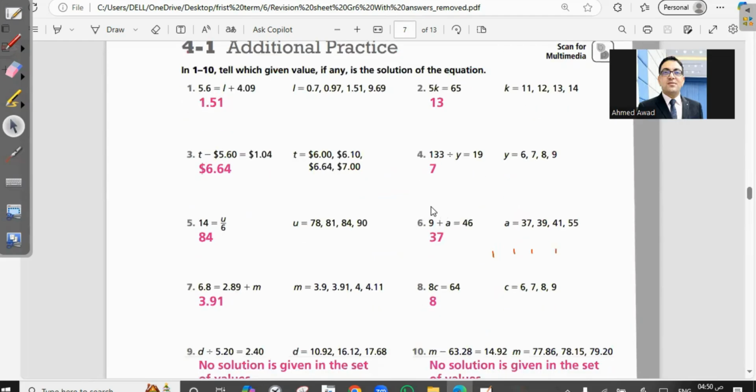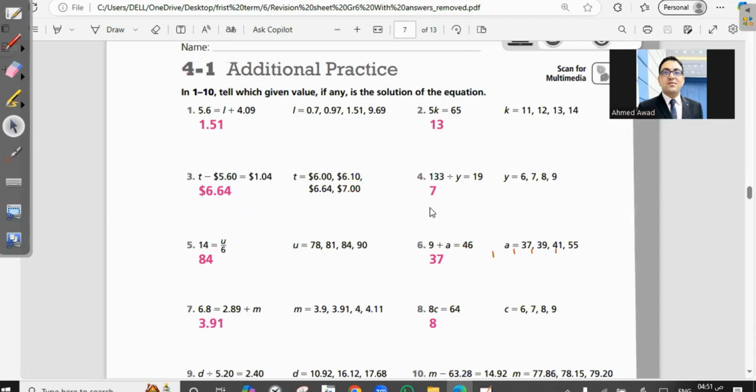Now, in this one, in this system, we see which given value, if any, is a solution of the equation. Guys, in this one, we learn how to find the answer of any equation. So we have 5k. This means 5 multiplied by which number? It's going to be 65. Directly, it's going to be 13.